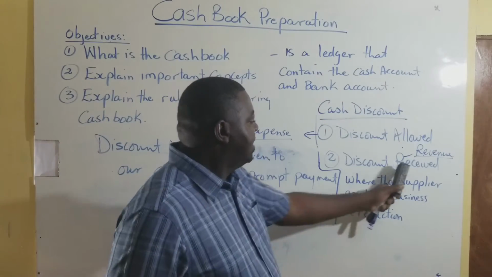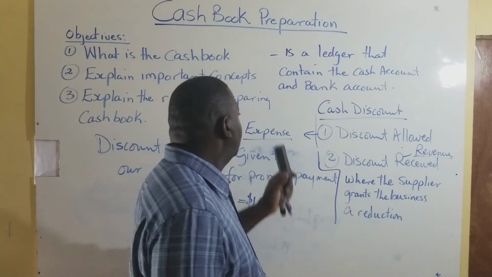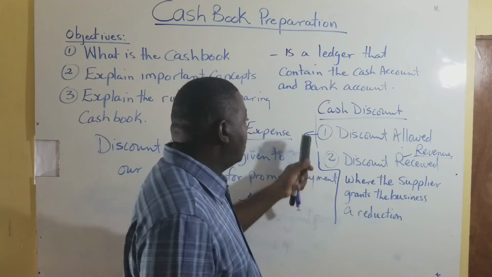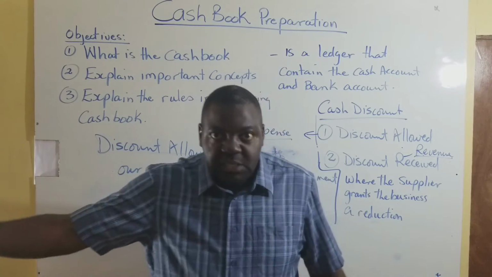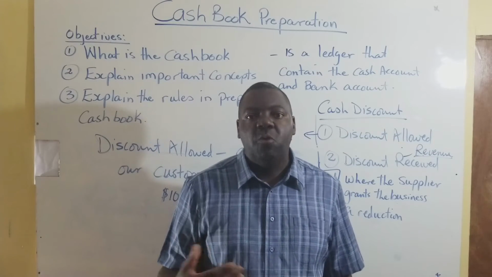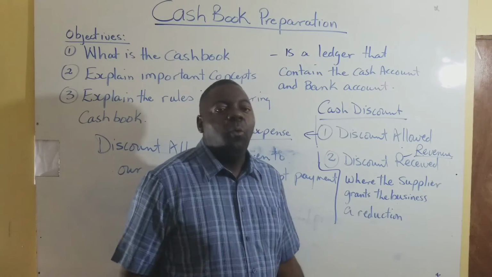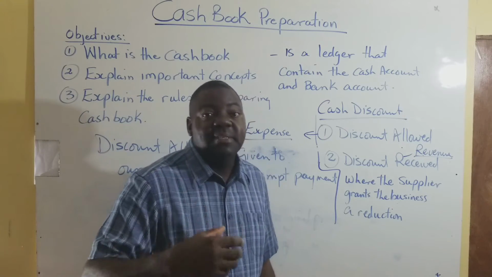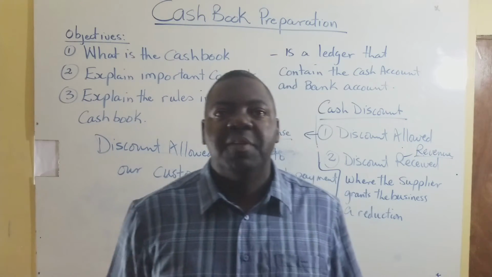That's why discount received is referred to as a revenue, and discount allowed is an expense. So discount allowed is where the business is giving the customers or the client a reduction because they are paying quickly, as against discount received, where because we as the business are paying the supplier early, the supplier is giving us a reduction.